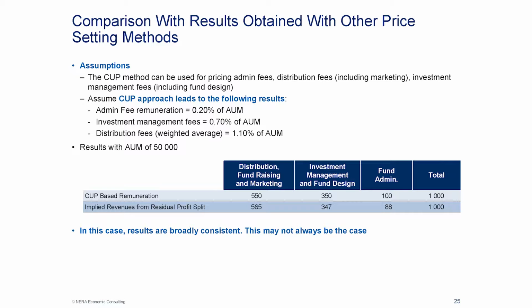Whilst your profit split methodology, as I've described earlier, would give you implied revenues of 565 for distribution, 347 for investment management and 88 for fund administration. So in this case, it's fairly close, but it does not necessarily mean it will be broadly consistent. There may be comparability factors within your CUP or data issues in your profit split that may lead to diverging results. Naturally, a CUP is a fixed value, so there are certain things you need to account for. But in theory, I wouldn't say in practice, in theory, the two should be fairly close together when you apply that.